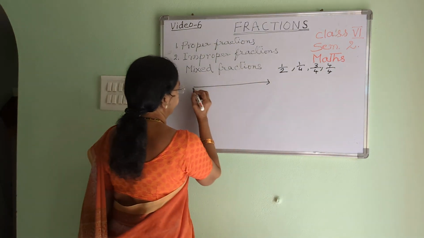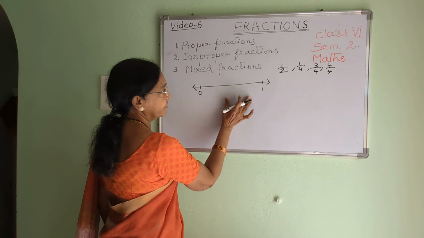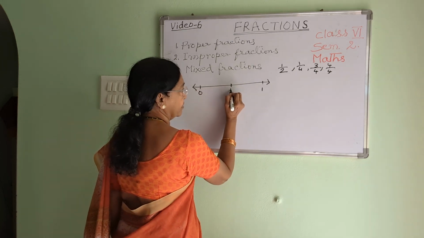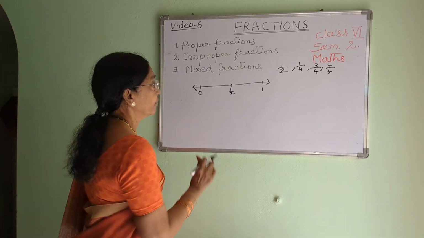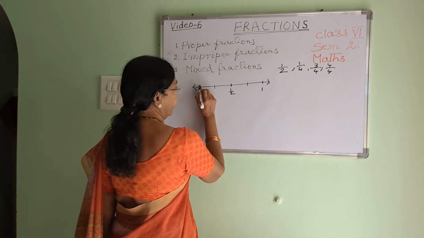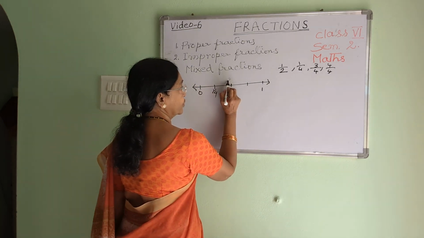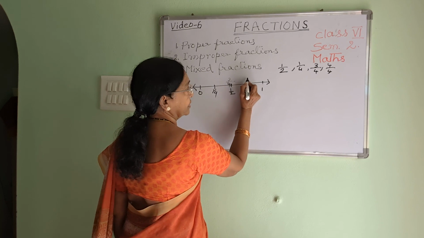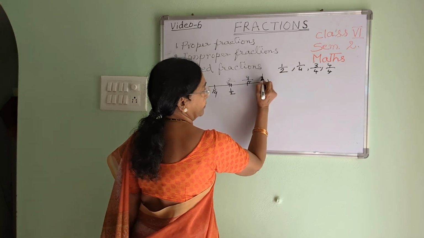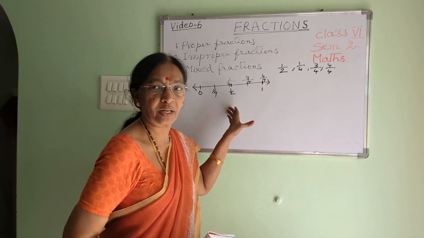This is a number line. Like it is 0 and it is equal to 1. So if it is divided into half, 2 halves divided into 2 parts, this is equal to half. This point is half. When the same space between 0 and 1 is divided into 4 parts, the first part is 1 by 4. The second part is 2 by 4. 2 by 4 is equal to 1 by 2. This is 3 by 4. Next 4 by 4. So thus we can represent the fractions on a number line.